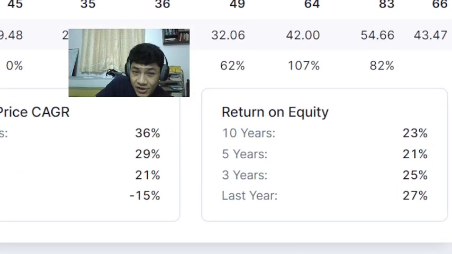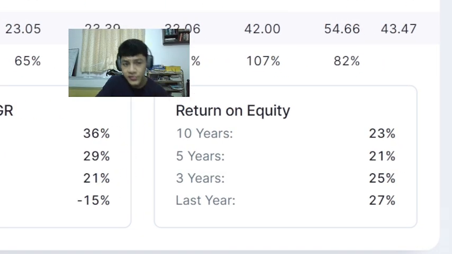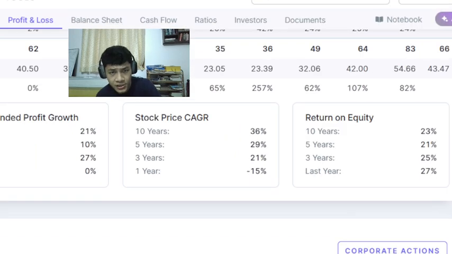When we take a look at return on equity over the last many years, 23% 10 years ago, 21% 5 years ago, last 3 years, 25%, last year, 27%, could be due to the exceptional one-time item, but even excluding that, we see pretty consistent or rising return on equity, pretty high return on equity.